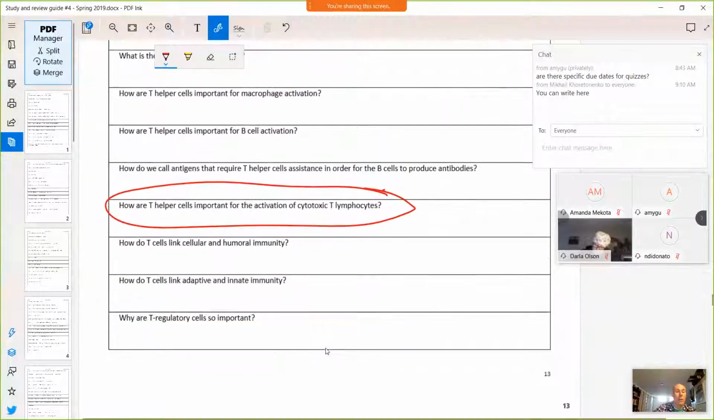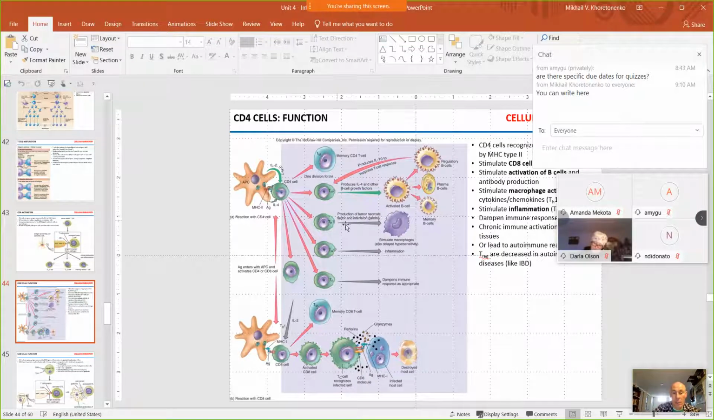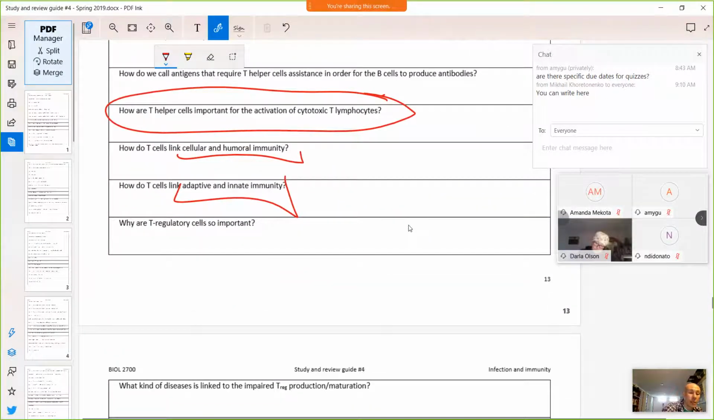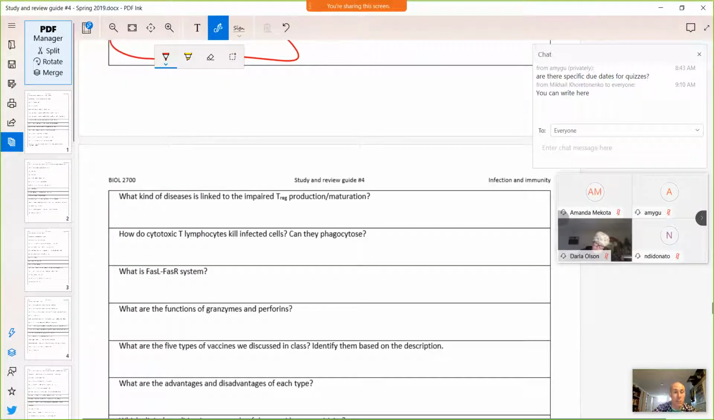So how do T cells link cellular and humoral immunity? Well, T helper cells activate B cells. How do they link adaptive and innate? Well, T helper cells are necessary to activate macrophages. T regulatory cells are important to control immune responses, to dampen them so we don't have autoimmune conditions. And in autoimmune conditions, we often see fewer T regulatory cells.